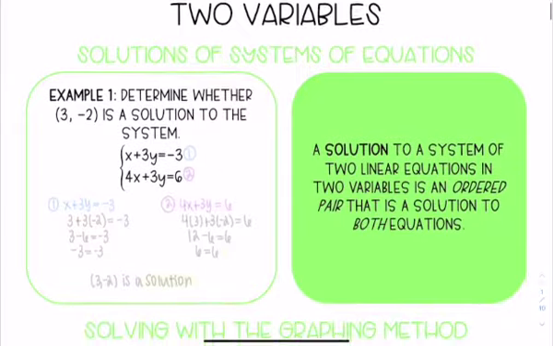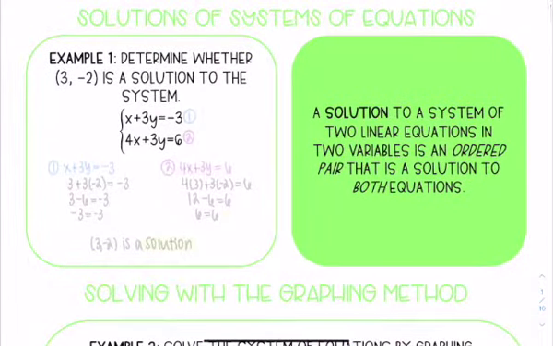We're going to determine whether (3, -2) is a solution to the system. So the first thing that I like to do is label the equations in my system so I don't get confused with which one I'm working with. So looking at equation number 1, we've got x plus 3y equals -3.